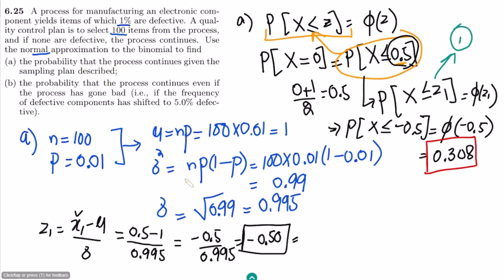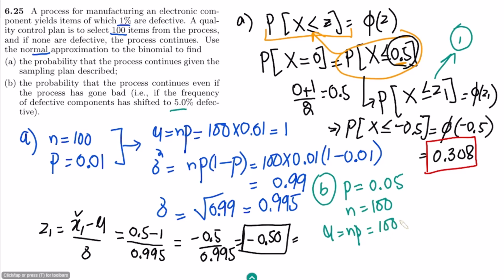Now let me solve part B of our question. Here we find the probability that the process continues even if the process has gone bad, if the frequency of defective components has shifted to 5% defective. Now the probability has changed to 0.05, but the number of items remains the same, 100. So the value of mu will change: np is 100 multiplied by 0.05, which is 5, and sigma is the square root of np(1 minus p).